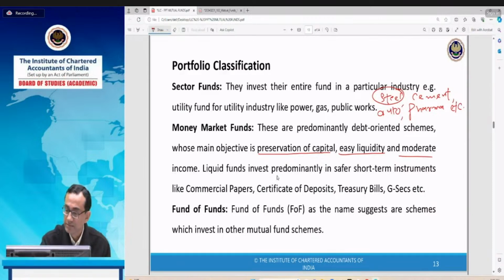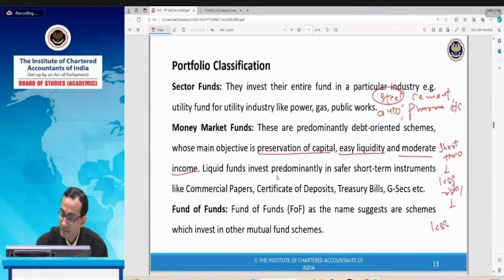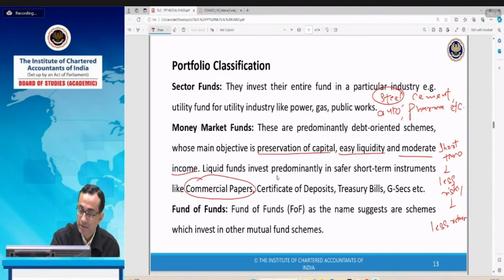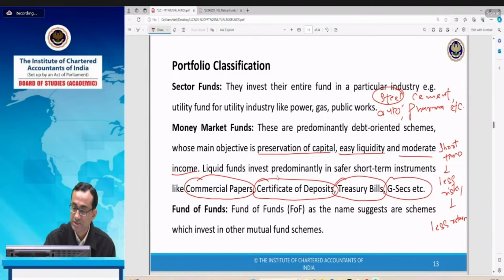And moderate income. The income is moderate in case of money market mutual funds because they are basically for a short period of time. Less risky, therefore less return. And the instruments which are basically used in the money market are commercial papers, certificates of deposit, treasury bills, and government securities.